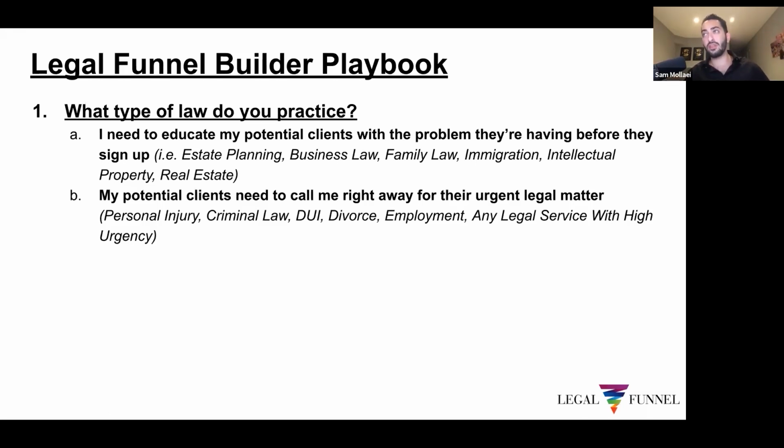Where does bankruptcy fall? Actually, it depends. Bankruptcy is one of those weird ones where sometimes it could be the first or the second one. But more often, I think it's the second one. Somebody has a bankruptcy, they're trying to deal with it right then and there. Trademarks, I can tell you, is the first one. That's kind of the intellectual property. That's what I meant.